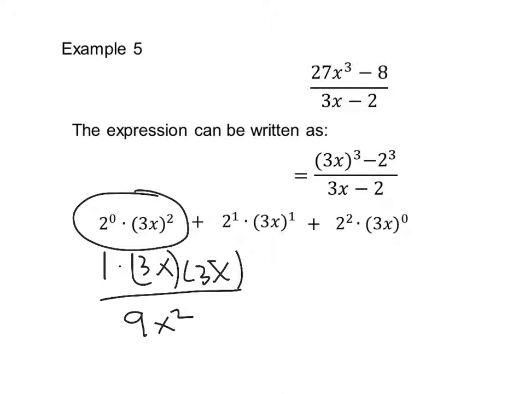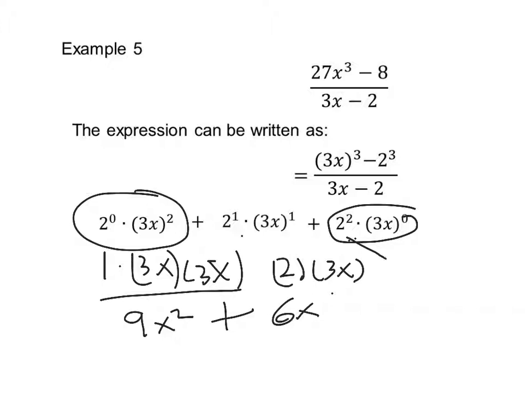And the second term will be 2, this 2, times 3x. 2 times 3 is 6, and then x, which is 6x. And the last term will be 4. This is 4 right here.